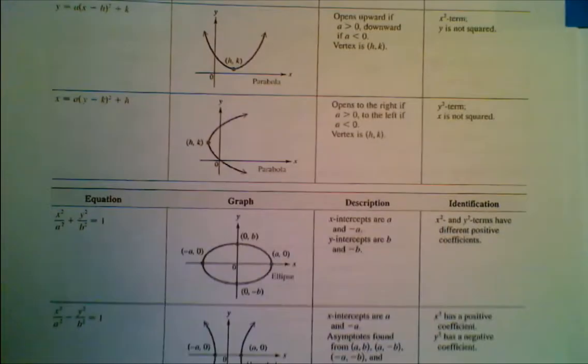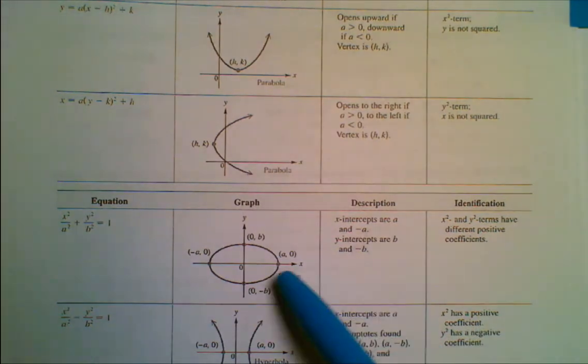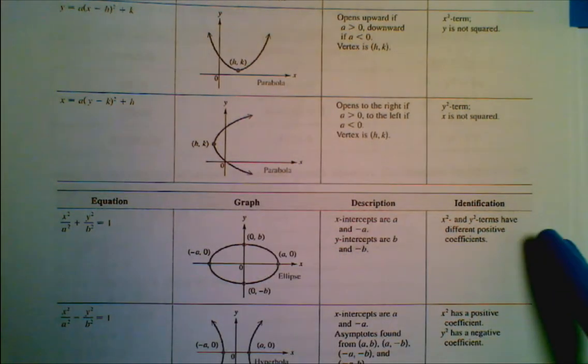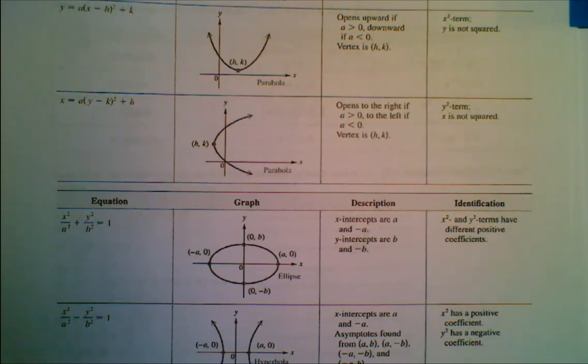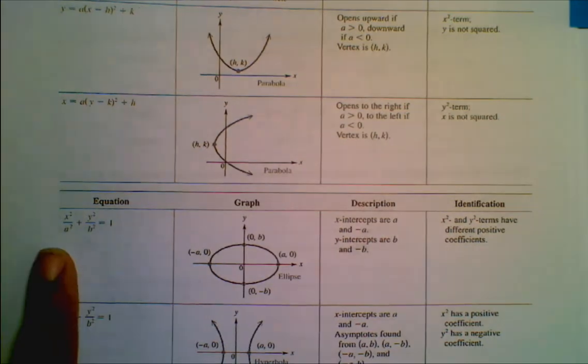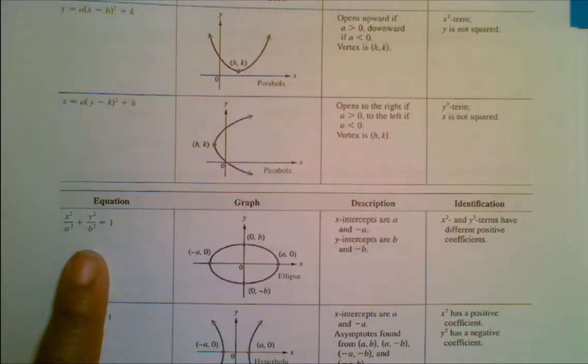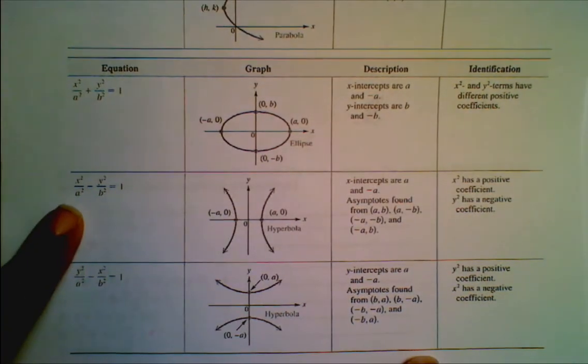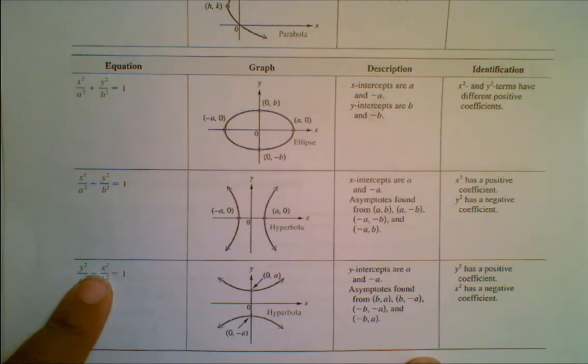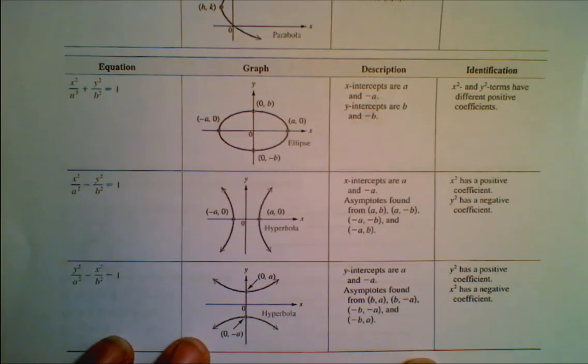Now, to determine if we have an ellipse, it says the x and y squared terms have different positive coefficients. We'll look at an example of what that means. But the coefficients are positive. Look at the equation. You have a plus sign between the x squared term and the y squared term, whereas in a hyperbola, you have a minus sign between the x squared term and the y squared term.